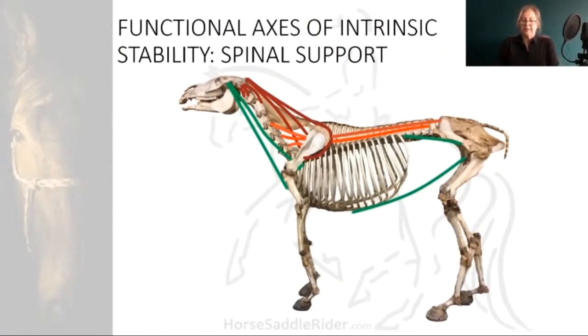Functional axes of intrinsic stability and those that are involved with spinal support. We can see how the posture is maintained and stabilized with this system of pulleys and levers that are the muscles and the joints. And we should also be able to see what would happen if any of these structures failed. For example, with a weak back, it may be difficult for the horse to support its head fully. And weak abdominal muscles will compromise the integrity of the structure of the back. Then placing a rider on this structure, we can see how the horse's movement can be inhibited by that additional loading.